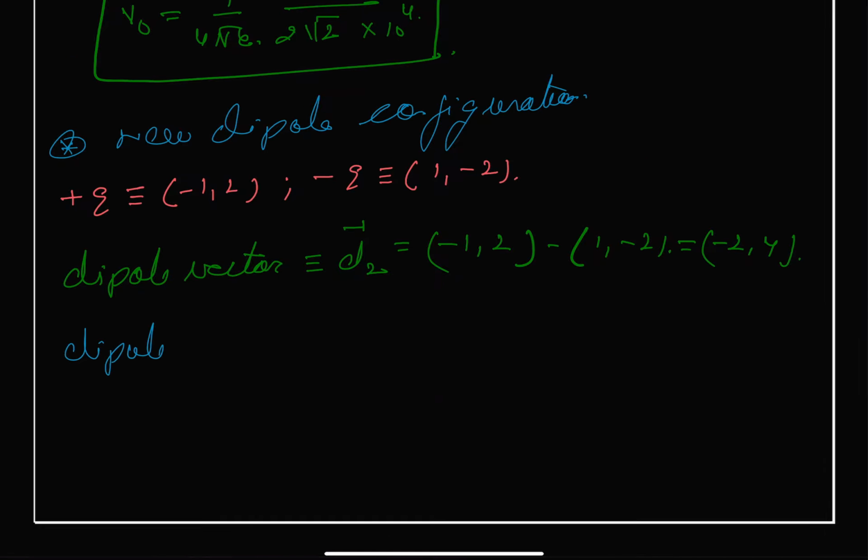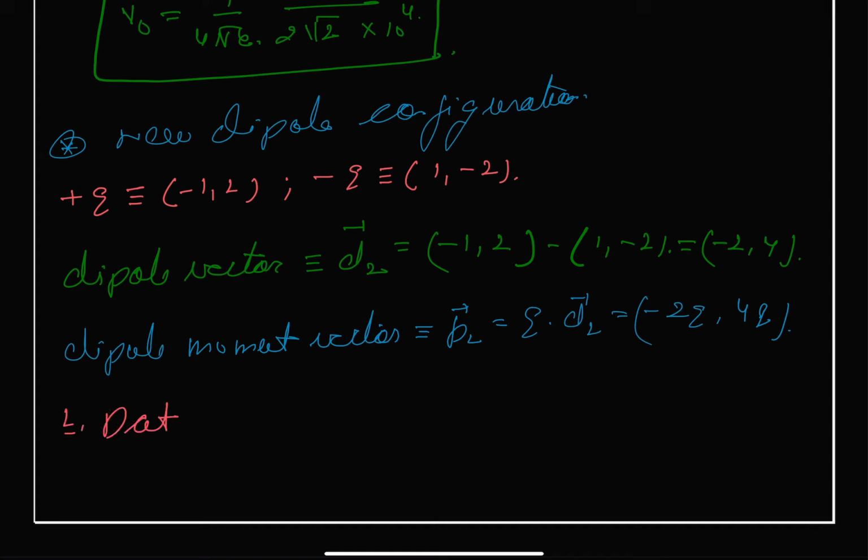which is our P2, will be equal to q multiplied by d2, and this comes as -2q, 4q. Once again, we are going to find out the dot product. Because the origin is same, so our R unit vector is going to remain same. Dot product is our P2 dot our R unit vector.